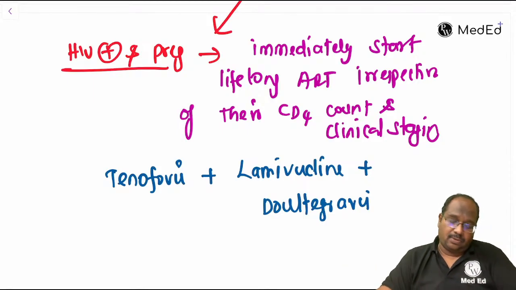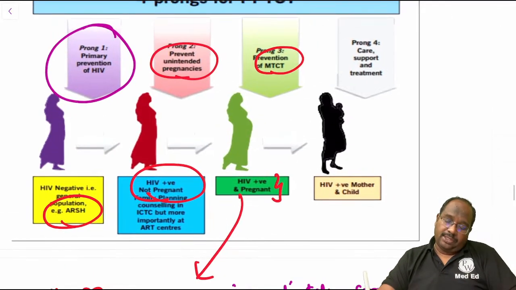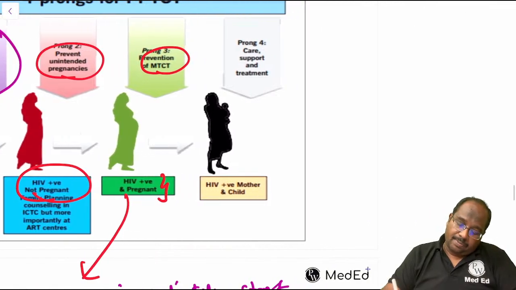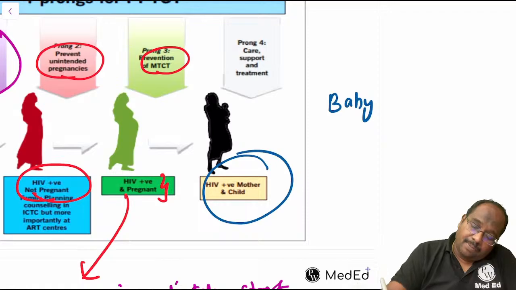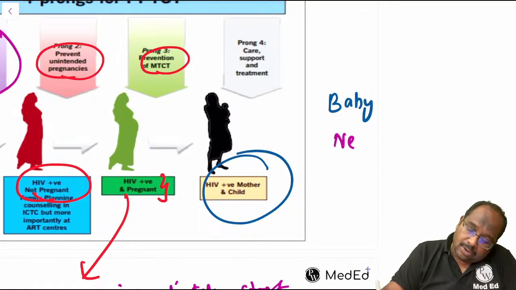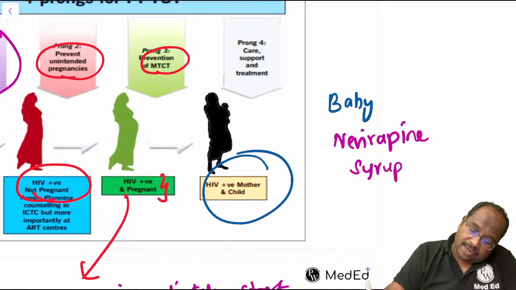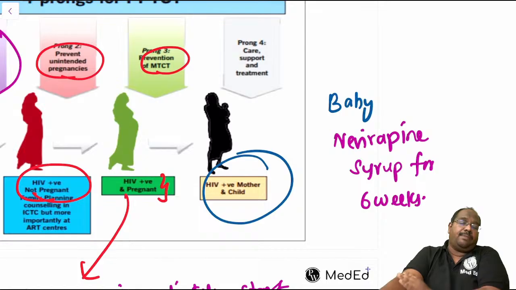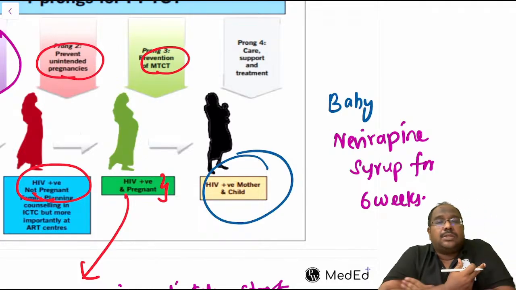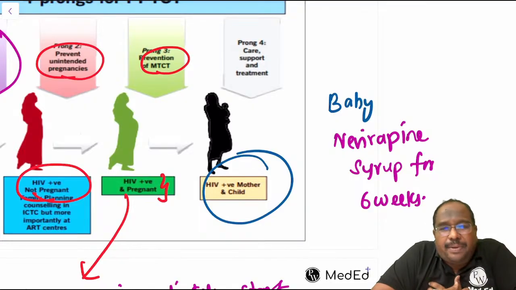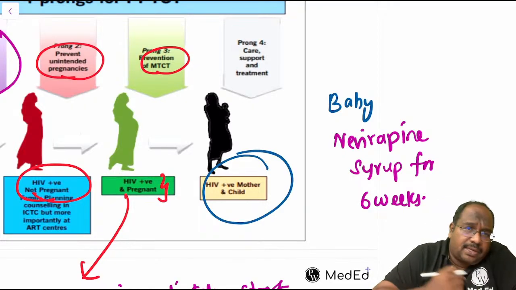We are giving the drugs, guys. This is step 3. What about the fourth one, care, support and treatment? Now the baby is delivered. For the baby, we will be providing nevirapine syrup for 6 weeks, immediately. Care, support and breastfeeding will be continued, and nevirapine syrup is given, guys.